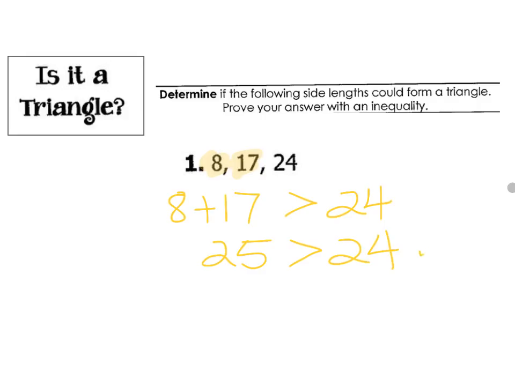The answer is yes. Alright, and I don't know if you guys remember the little alligator or Pac-Man, however you learned it. Think of the alligator as eating the bigger number. So that's the greater than symbol. Or think of Pac-Man, who likes to eat the bigger number. And then that's a true mathematical statement. So yes, 25 is greater than 24. That is a true mathematical statement. So yes, it is a triangle.